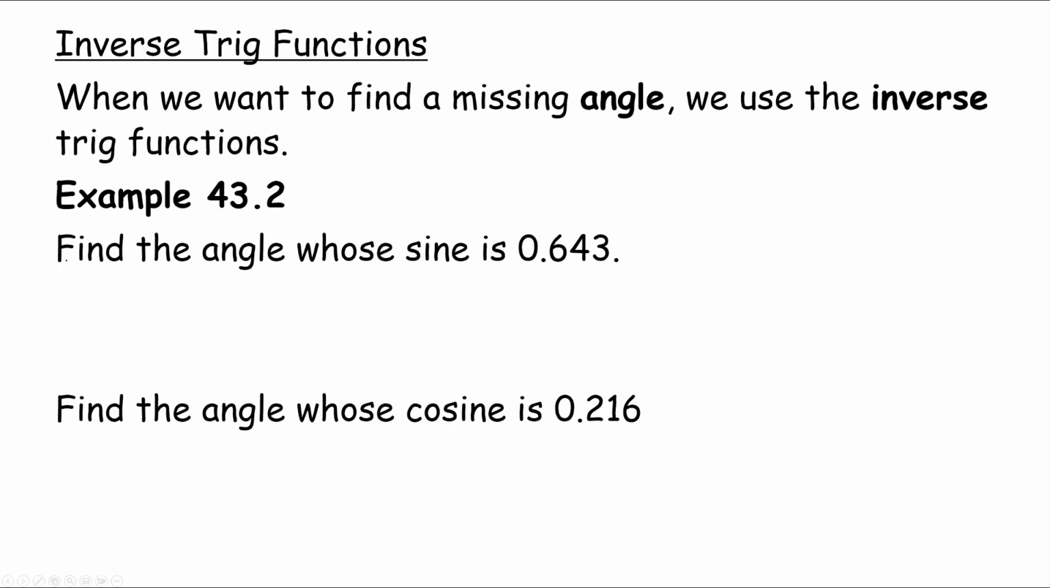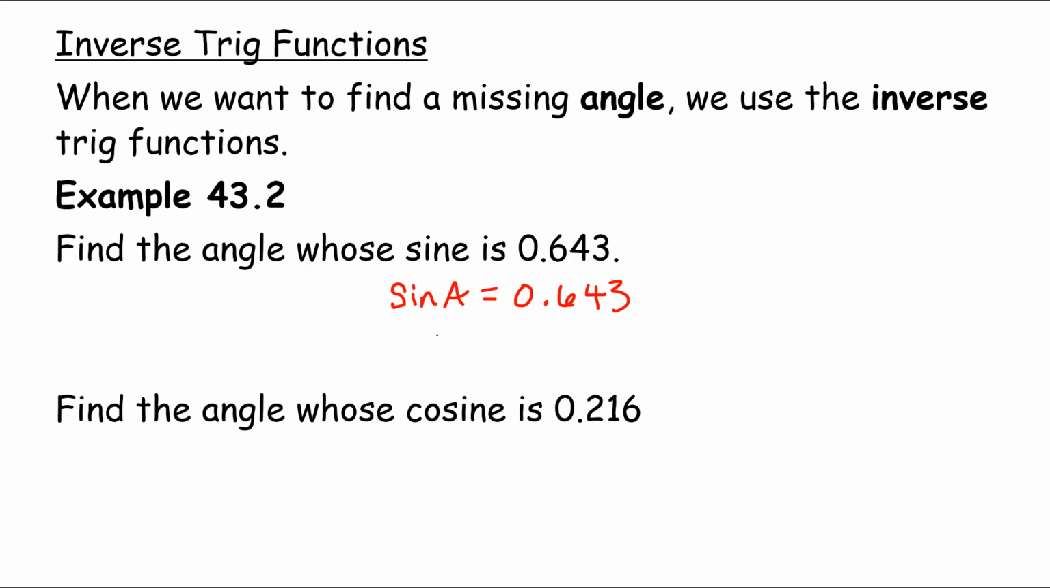Say you have a situation where it says find the angle whose sine is 0.643. Okay, so now you don't know the angle that we're talking about. And so what you would do is you would set up this equation. You would say sine of A, let's call it the angle we don't know, is 0.643. Now you've got to figure out what A is. Can you divide both sides by sine? No, you cannot. This is not multiplication. This is not sine times A. This is the sine of A.